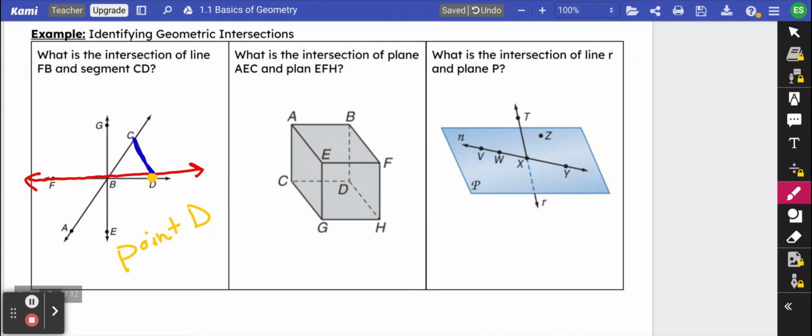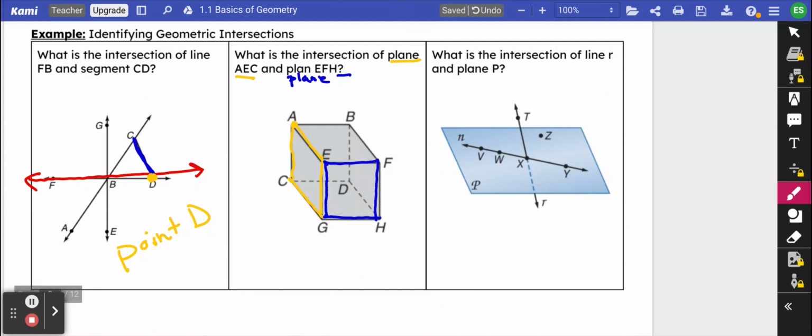What is the intersection of plane AEC and plane EFH? I'm going to outline each of those planes in a different color. So plane AEC, I'm going to outline in yellow. It's not just those two lines. This entire thing is the plane. But I only use three letters to name it. So that's plane AEC. And then plane EFH, the whole plane, because I only use three letters to name it. So EFH, that is the other plane.